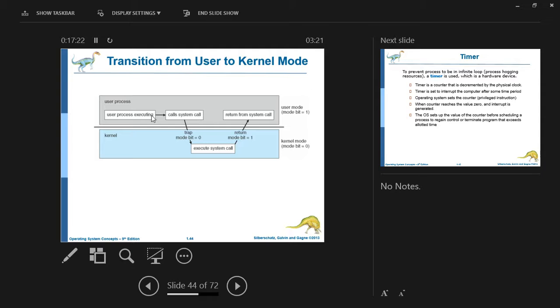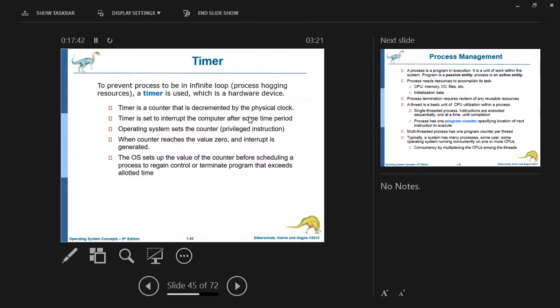For user processes, you have the process executing. Then when you make a system call with the help of a trap, which is nothing but a software interrupt, you enter into the kernel mode. The mode bit is 0, and once the system call is executed, the mode bit is 1, and with the help of the return statement you return back to the user mode.